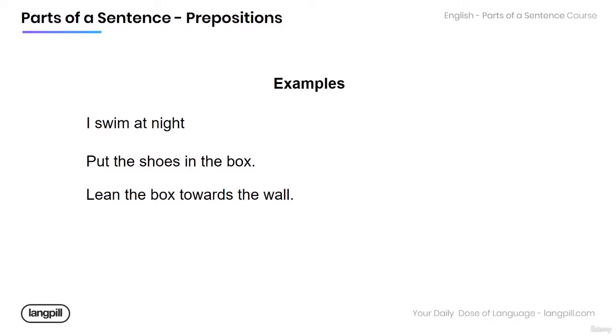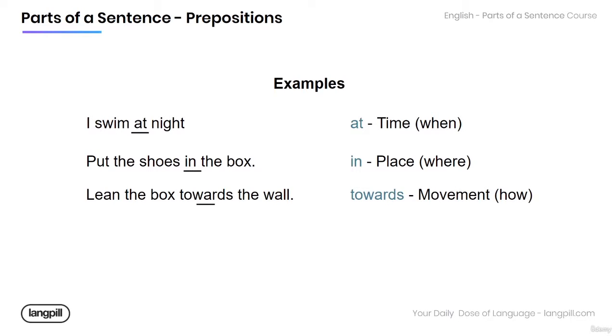So let's look at some examples together. The first one, "I swim at night." So in this sentence, at is our preposition. Okay? It's a time preposition. So when do they swim? At night. The next sentence, "Put the shoes in the box." Here, we have in is our preposition. So where do they put the shoes? In the box. In the next sentence, "Lean the box towards the wall." Here, we have towards. So how do they lean the box? They lean it towards the wall.